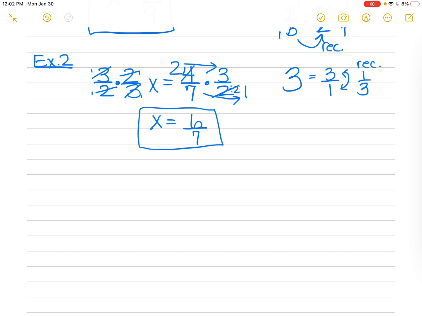Okay, so pretty easy. Let's do one more example, and then I'm going to do a couple with you where I want you to try them on your own.